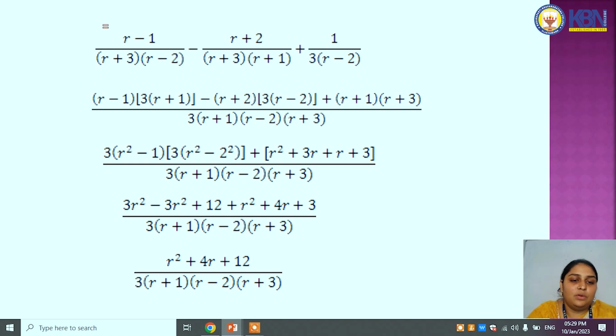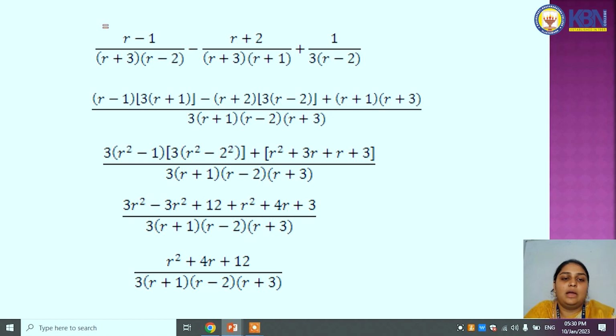Now we have to do the general multiplication. First you have to multiply 3(r-1)(r+1). Here we can use the formula (a+b)(a-b), which results in a squared minus b squared. So we get 3(r² - 1). Here we have the plus.